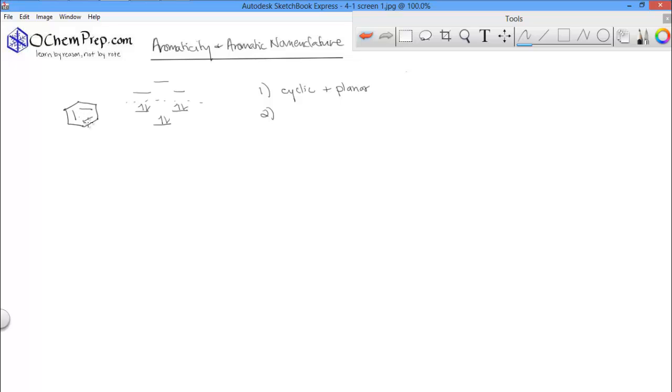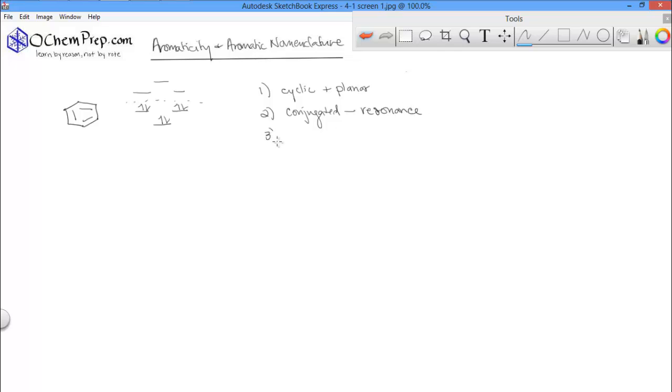The pi system, or the pi electrons, must be conjugated, which means they need to alternate single, double, single, double, single. In addition to conjugated, they need to be able to resonate. You need to be able to draw resonance structures all around the ring.